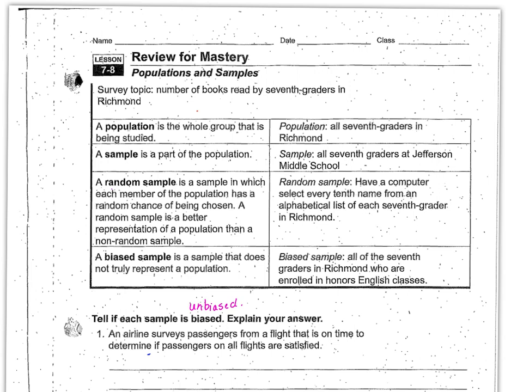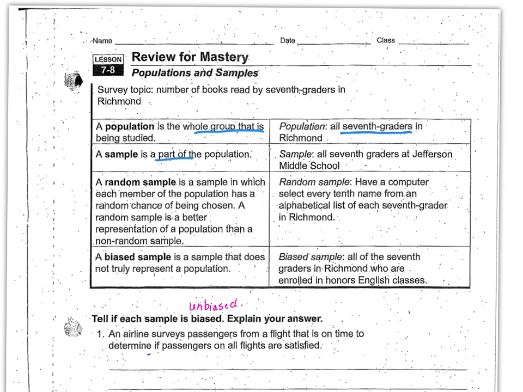Okay? So what they're talking about is that the whole population would be the whole population of the United States. And they would just take a small group of those to sample. Okay? So let's look at the example that they give us. It says, we're going to survey the number of books read by 7th graders in Richmond. And the population is the whole group that is being studied. So it's all of the 7th graders in Richmond. Okay? The sample is just part of the population.